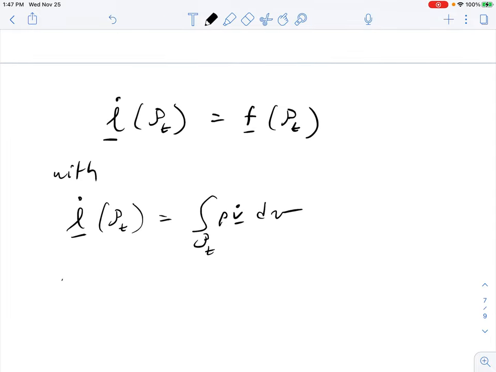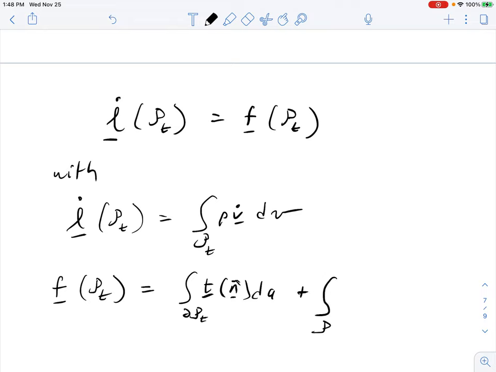And with F, the net external force, equaling the integral over the surface of the surface traction acting on the outward normal, plus the integral over the volume of the conventional body force integrated over the volume.